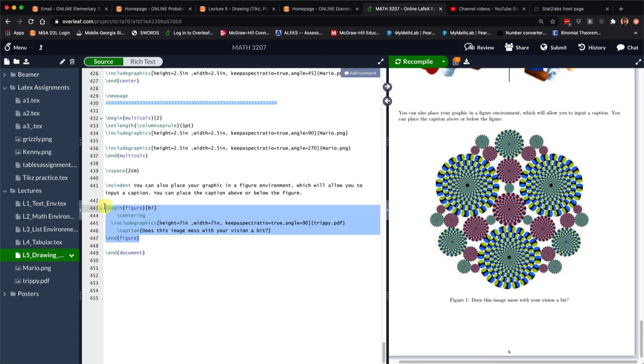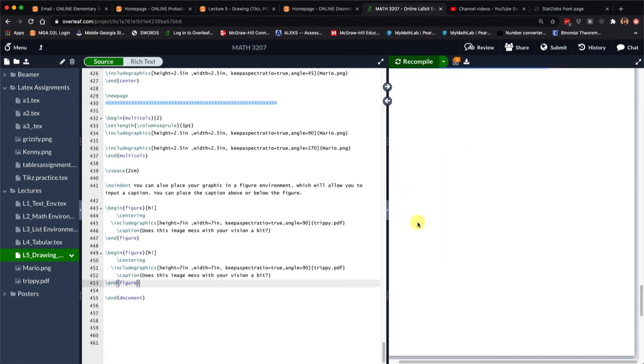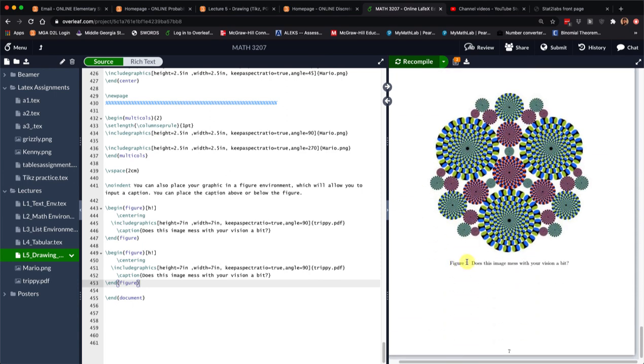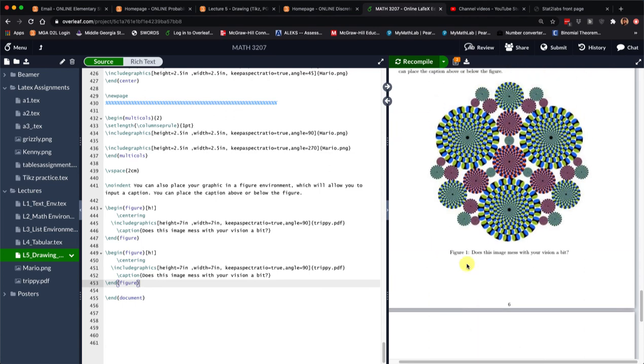I'm sure if I did this again, it's going to shift it to the next page anyway, but it should theoretically label the figure as figure 2 if it's working the way it's supposed to. Let's find out. Recompile, compile, and this one's down here and it labeled it figure 2.